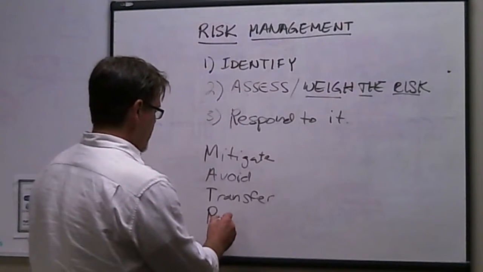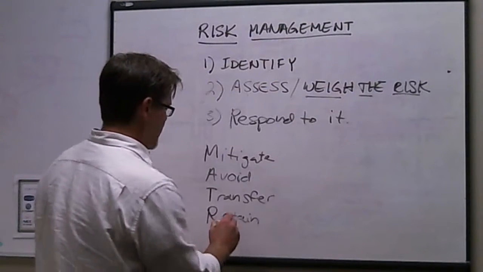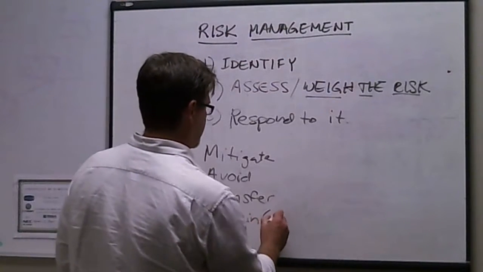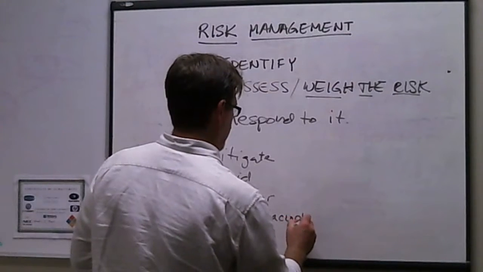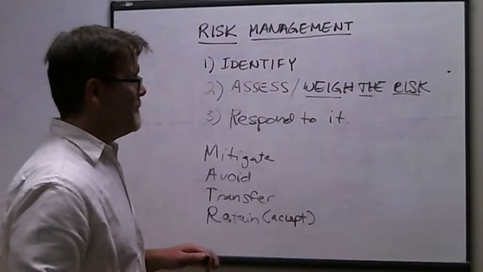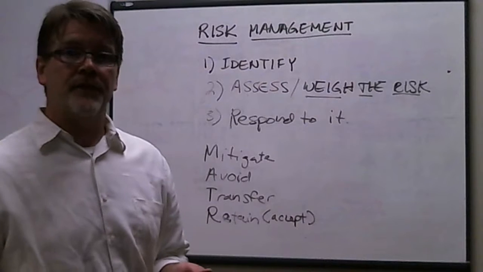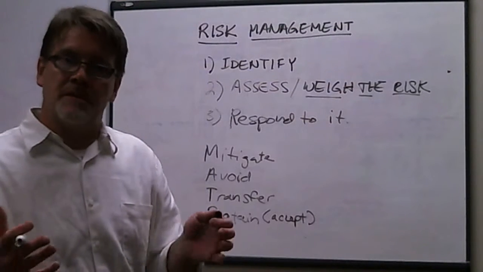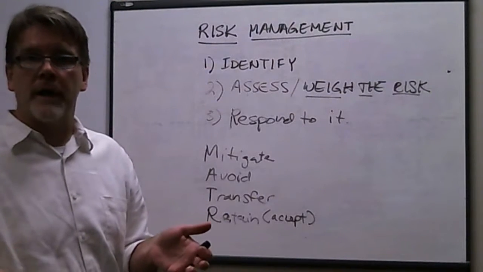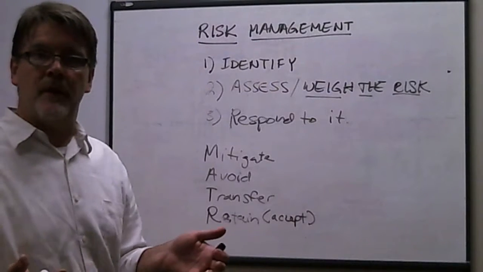R is retain. And to retain a risk is to accept the risk, right? So really what we're saying is we accept the risk, or the risk is of such a minimal impact, if any impact at all, if the event should occur, that we're able to just deal with it, accept it, and not have any worries about it if it should become an event within the project.